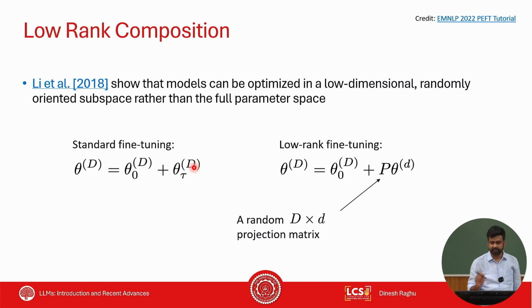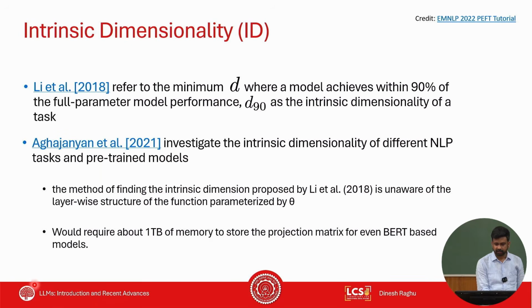And this value d depends on what your base model is, how capable it is, and what your task at hand is. If you have a very naive base model, even for small tasks you might need a big d, but if you have a very capable model and your task is simple, you might need a very small d. So it depends on the combination of both. Now they define something called intrinsic dimensionality. The value of small d that gets you 90% of the performance of your entire full fine tuning is called the intrinsic dimensionality of that particular task. So that's what they define as intrinsic dimensionality.